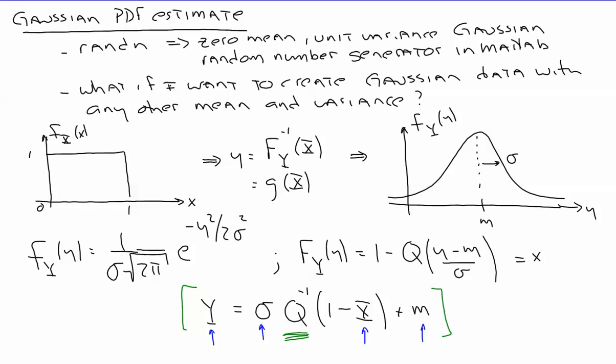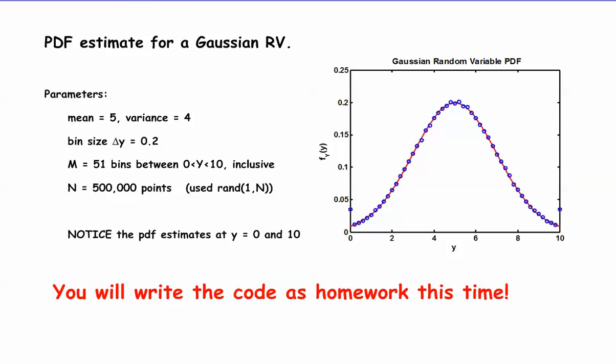All right? So, what I did is the following. I calculated a PDF estimate for a Gaussian random variable. I assumed for this particular problem that I had a mean of 5 and a variance of 4, meaning that my standard deviation is 2. All right. I assumed that my bin size was 0.2. I assumed that I had 51 bins over the range 0 to 10.